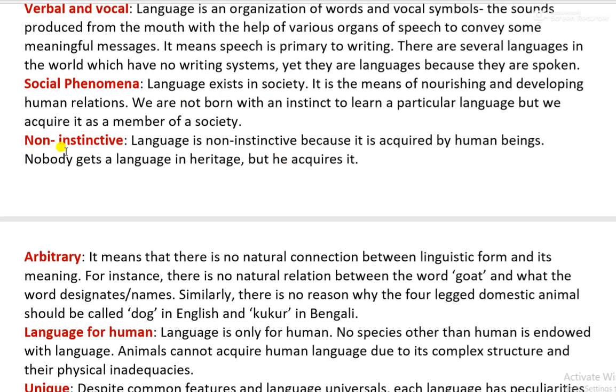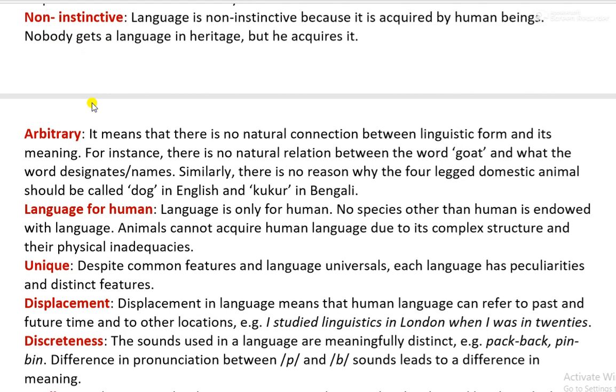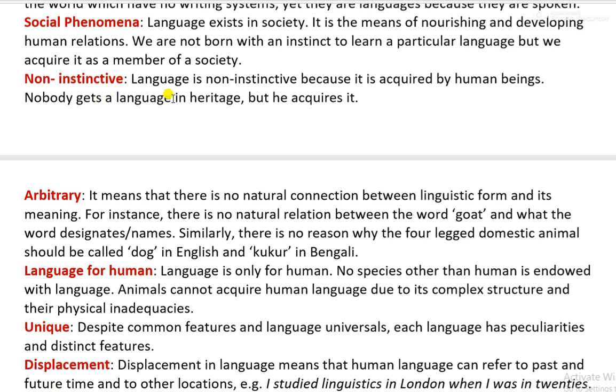Then non-instinctive. Another important characteristic of a language is its being non-instinctive. Language is non-instinctive because it is acquired by human beings. Nobody gets a language in heritage, but he acquires it.